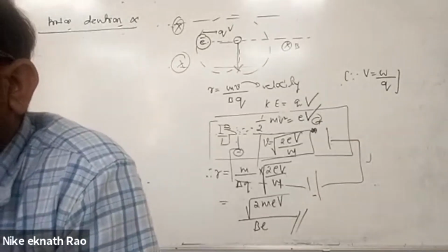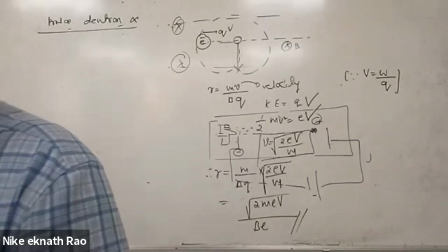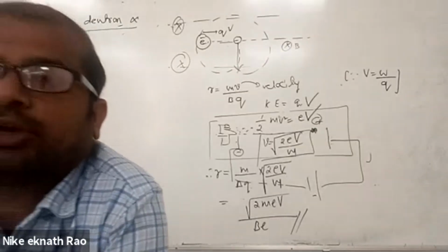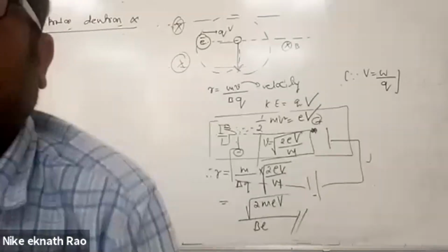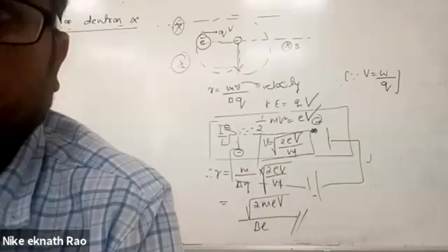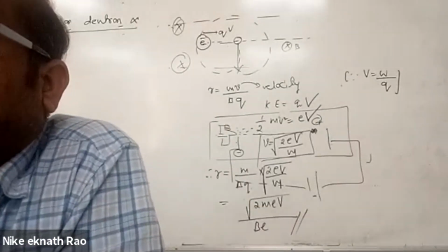Write it down. So a proton, a neutron, and an alpha particle accelerated through the same potential difference, PD, enter a region of uniform magnetic field, moving at right angles to B.